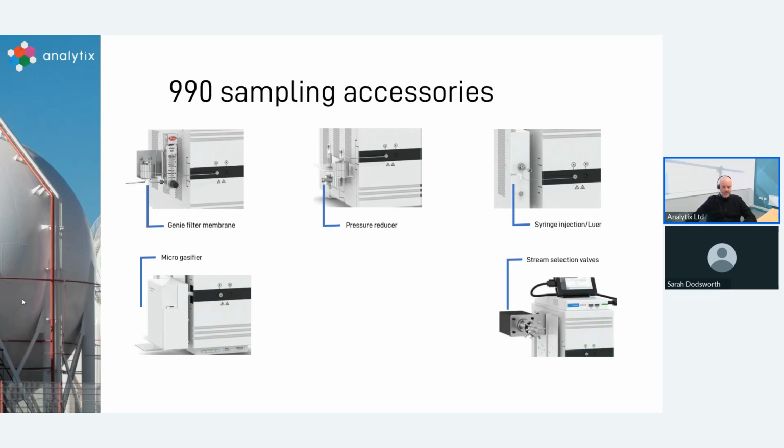We also have, as I mentioned, the ability to put on stream selectors. These are Vici valve, industry standard valves. We can cascade these to have up to 3 of these valves on at once. They can be flow through or closed, but typically we work with the flow through options.